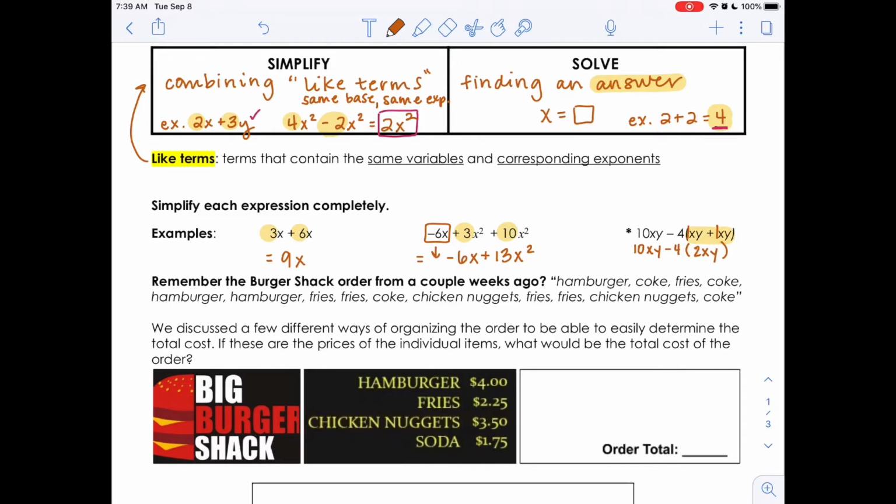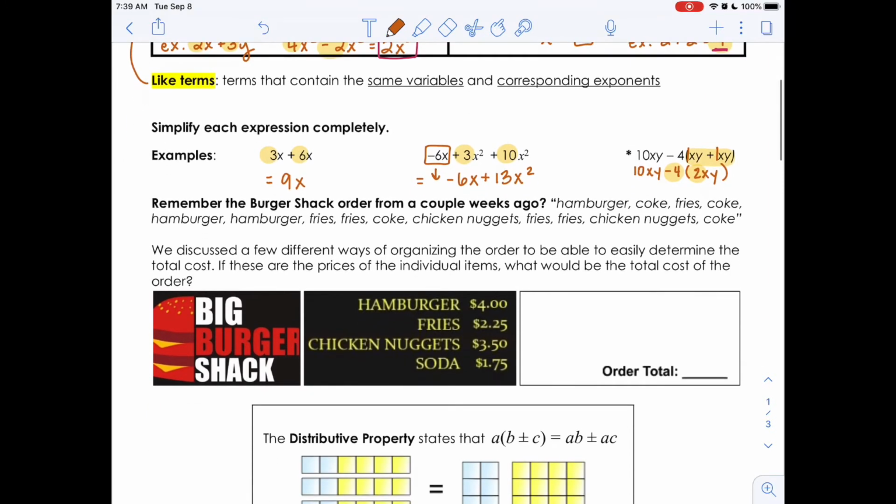Well, now that I just have a single term on the inside here, I have 2 xy's, I actually can multiply here. I can multiply negative 4 times 2xy. And this might be a new idea for you, but what's going to happen is I have 10xy, and then I'm going to multiply the coefficients. Negative 4 times 2 gives me a negative 8. And then I just keep the variables, x, y.